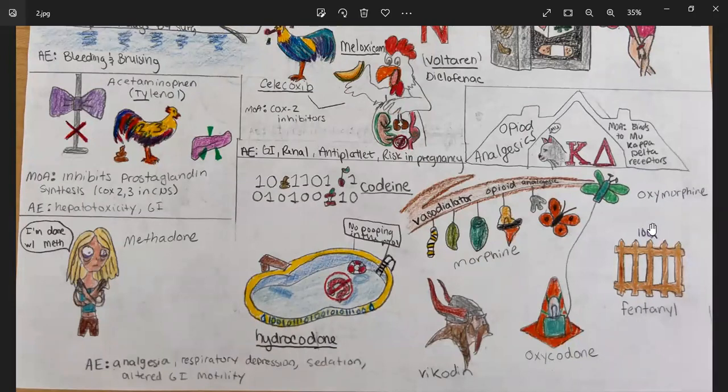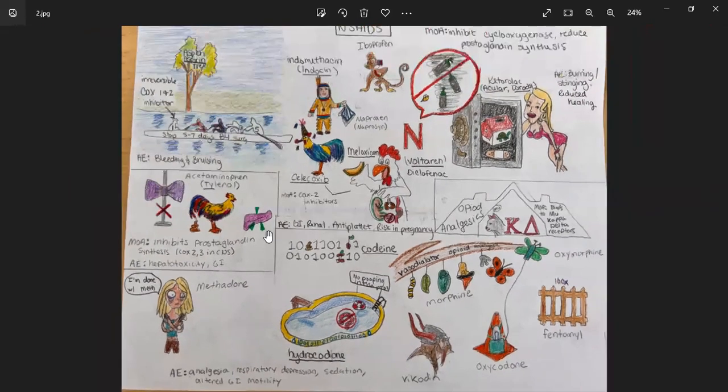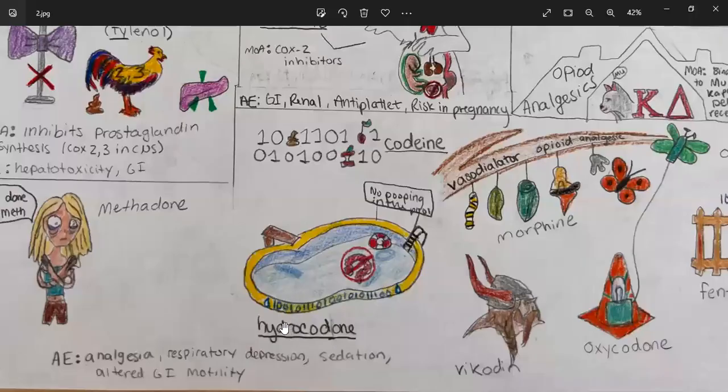And this is 100 times more potent than morphine. And then we also have oxycodone, which is a cone with oxygen on it. It's for oxycodone, a cone of oxygen. And we have Vicodin, so a Viking for Vicodin. We have normal codeine, so this is supposed to be representing the computer coding. And then you have more coding, but it's around a pool, so it's hydrocodone.